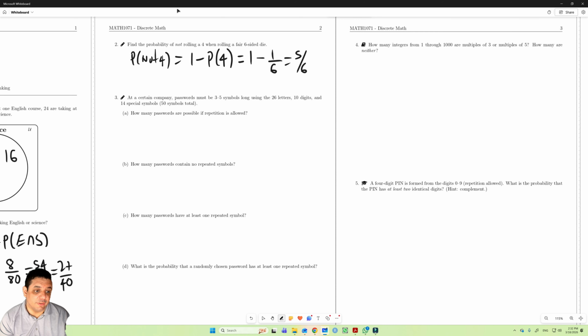Question number 3 talks about a certain company password that must be between 3 to 5 symbols using 26 letters, 10 digits, and 14 special symbols. So we have 50 symbols in total. We want to know how many passwords are possible if repetition is allowed.